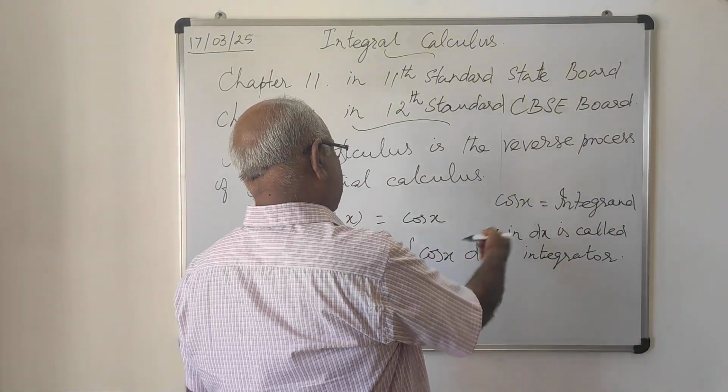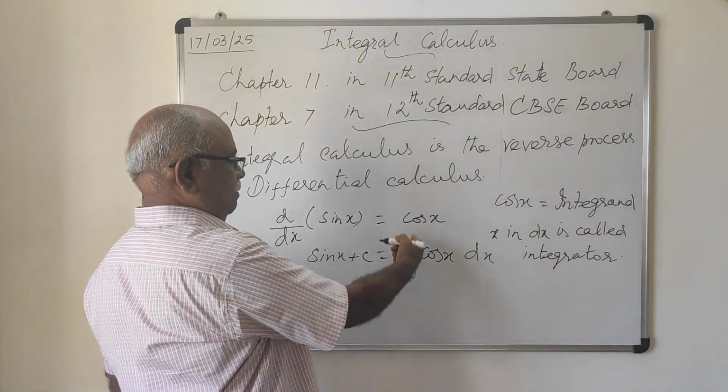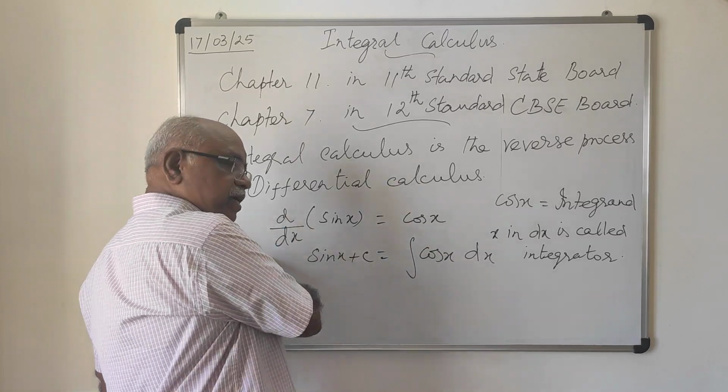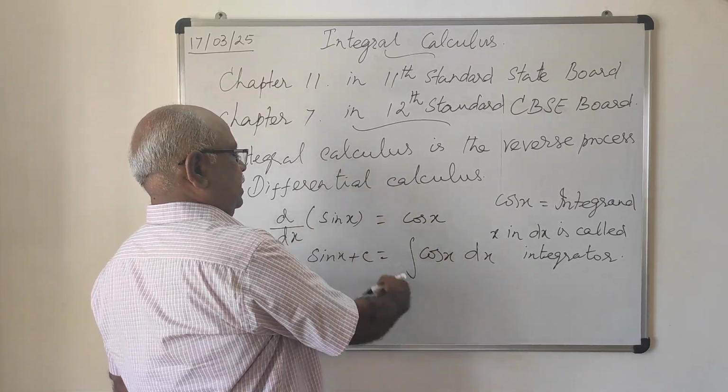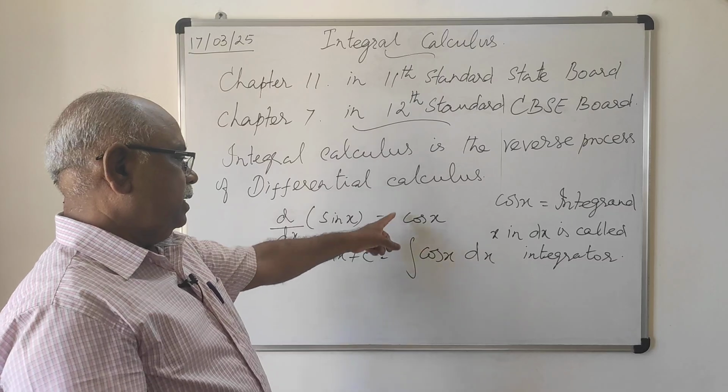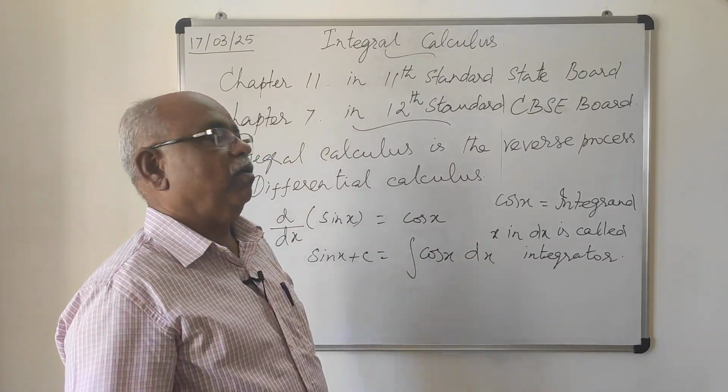These are the explanations, but this symbol is called the integral symbol. D by dx is the differential symbol. The integral is like this. This symbol indicates the integration of cos x.